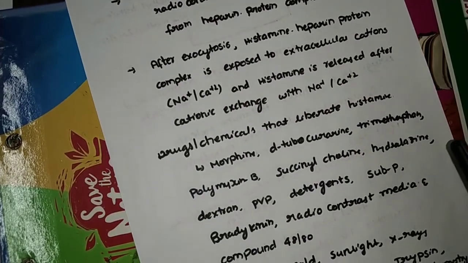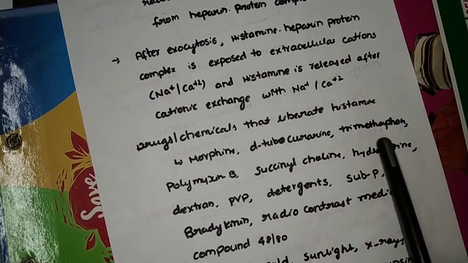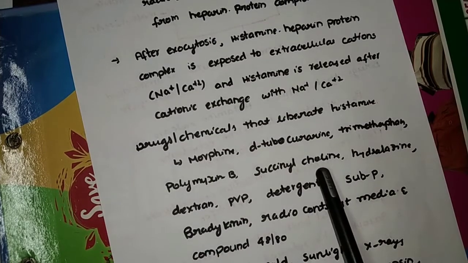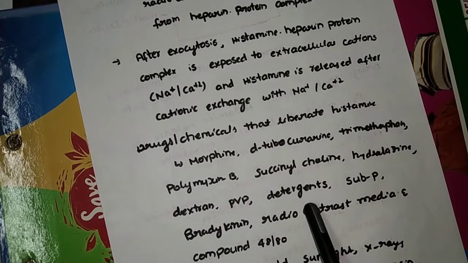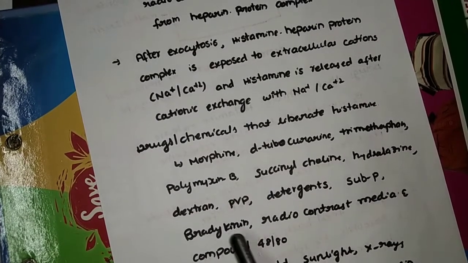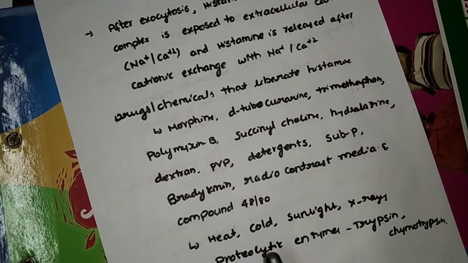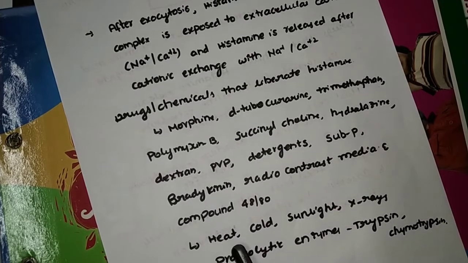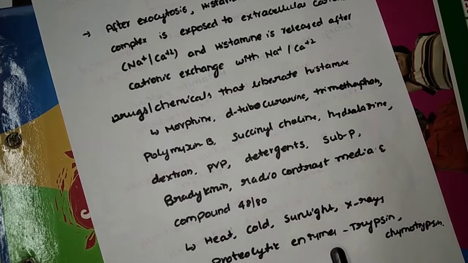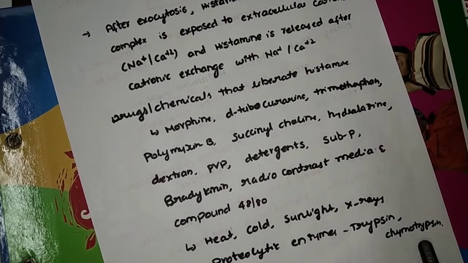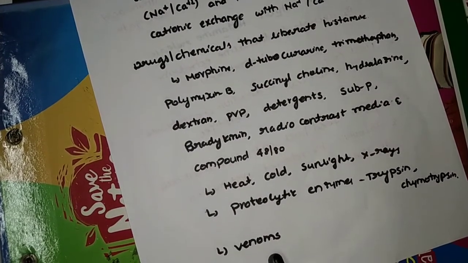Now let us see the list of the drugs or chemicals that liberate histamine. The drugs that liberate histamine are morphine, D-tubocurarine, trimethaphan, polymyxin B, succinylcholine, hydralazine, dextran, polyvinyl pyrrolidone, and some detergents, substance P, bradykinin, radiocontrast media, and also compound 48/80. The mechanical phenomena that cause the release of histamine are exposure to heat, cold, sunlight and X-rays, and also proteolytic enzymes like trypsin and chymotrypsin, and some venoms of insects or reptiles will also cause the release of histamine.